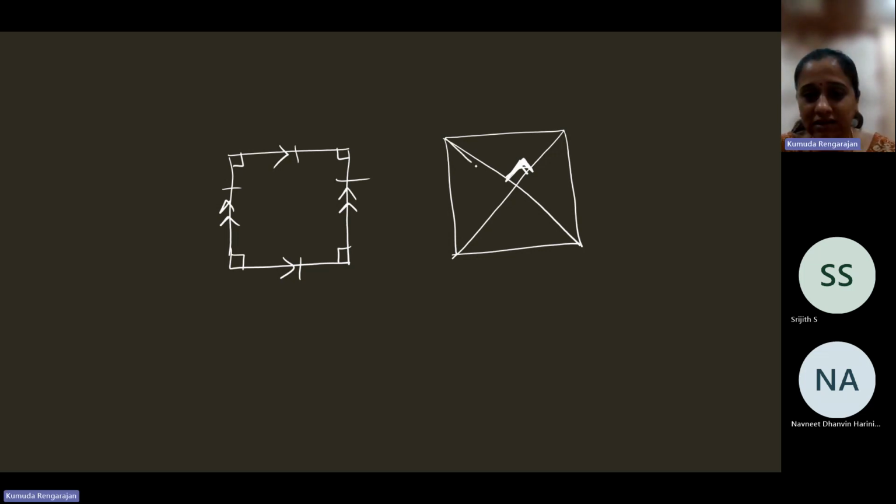Now, the diagonals in a square, they bisect the corner angles. Very important. In a square, the diagonals, they bisect the corner angles. And we know every angle in a square is, sorry, 90 degrees. It's time, no?